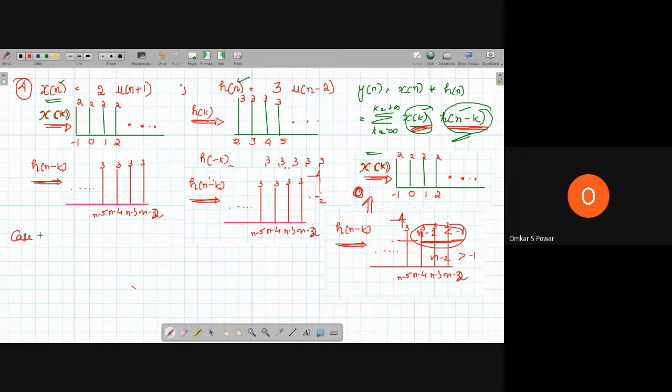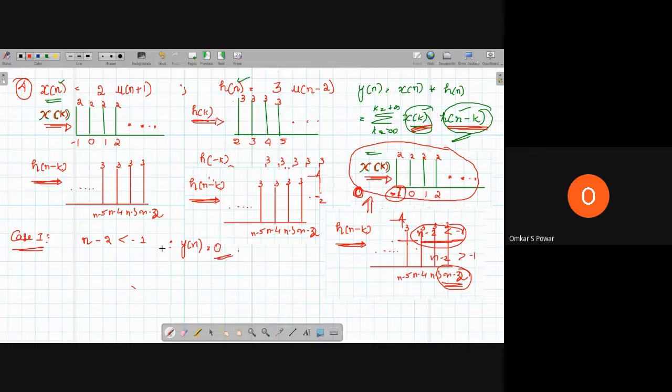So case 1, n minus 2 is less than minus 1. Why is it less than minus 1? Because this x of k is constant. So observe this x of k. It is like a statue which doesn't move. But this is like a window screen, h of n minus k. So n minus 2 is less than minus 1. So what will be your convolution y of n? I can directly write y of n is equal to 0.